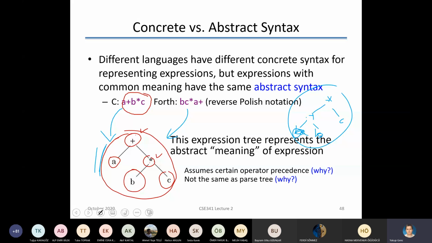So you can see that these expression trees are different, because the abstract syntax that is actually interpreting the concrete syntax lets us have these two possible trees, right? Now, this is a big question that we have to make sure is not the case.